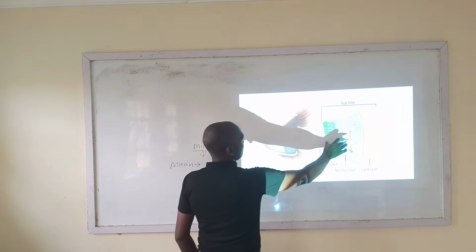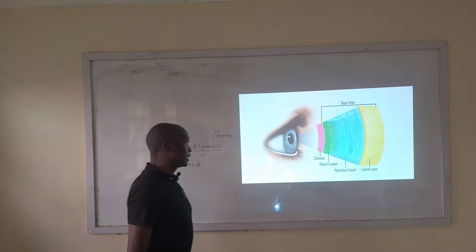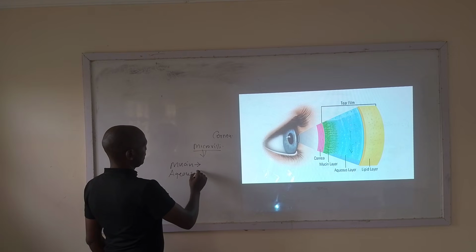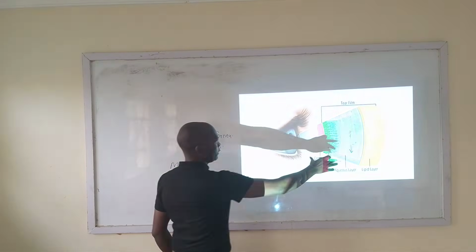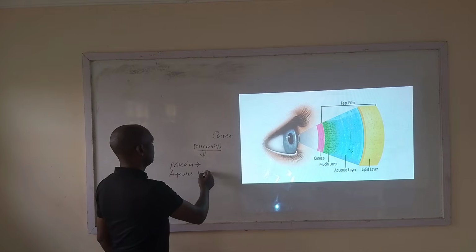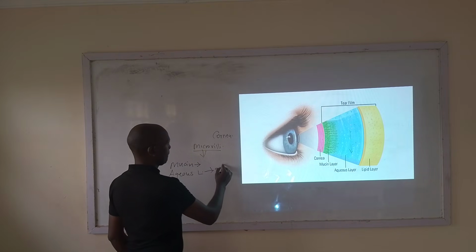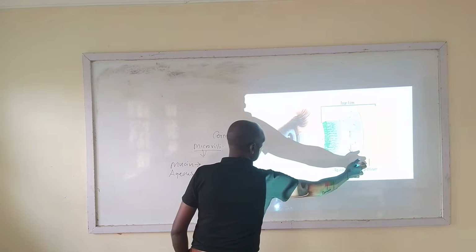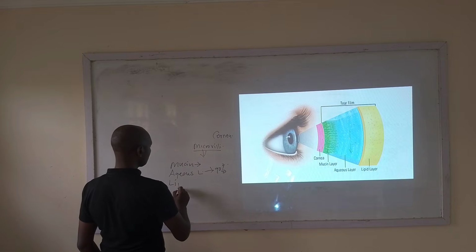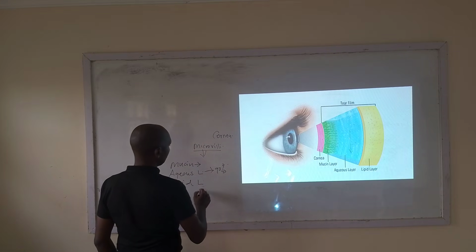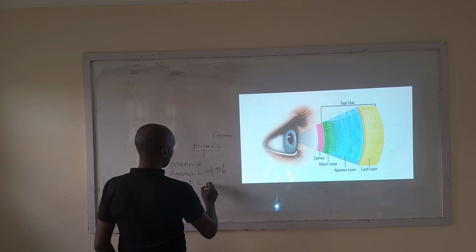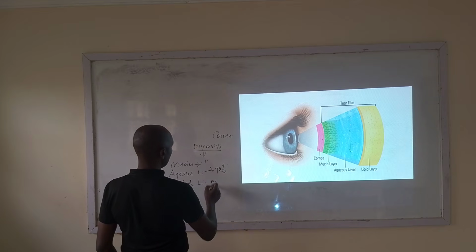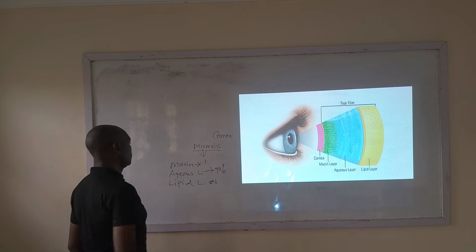And in the middle, what you see in blue is the aqueous layer. You can see it's a big portion. We said it accounts for about 90% of the total tear film. And then the outermost layer is the lipid layer. This one is very little, about 10% or below, a range.